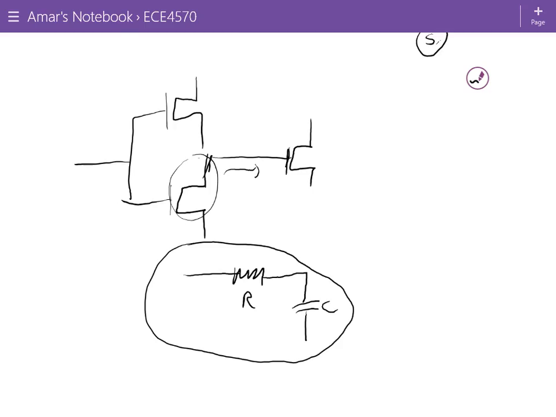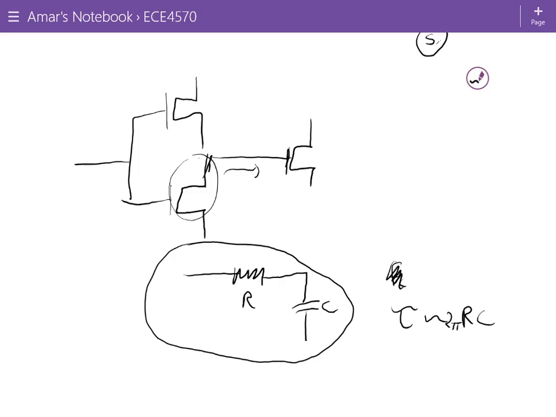The corner frequency, FC, or let's just say the time constant. The time constant is the amount of time it takes for this capacitor to charge. The tau is proportional to RC. Right? In fact, it's 2 pi RC, for those of you who remember from circuits one.